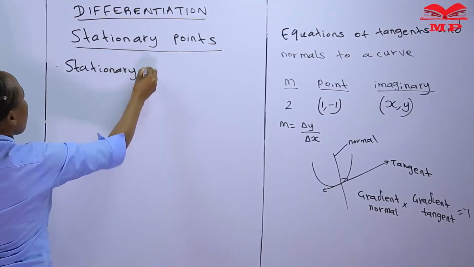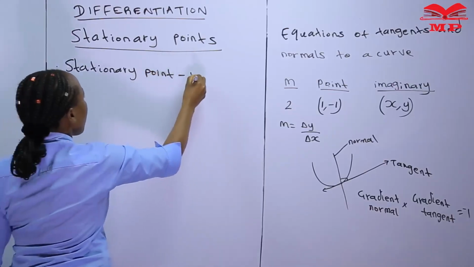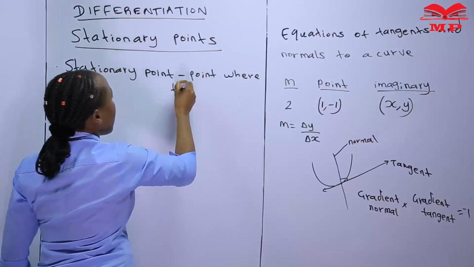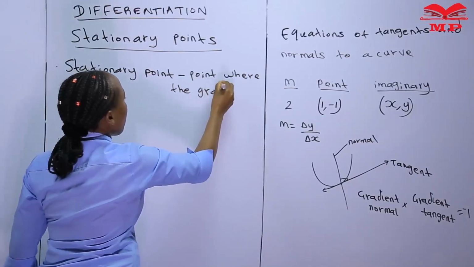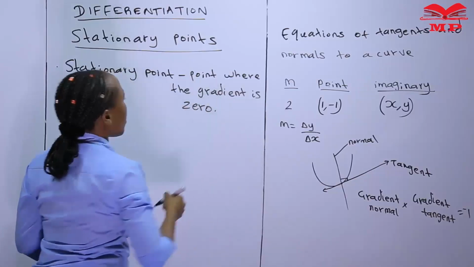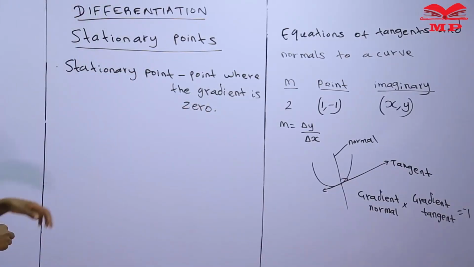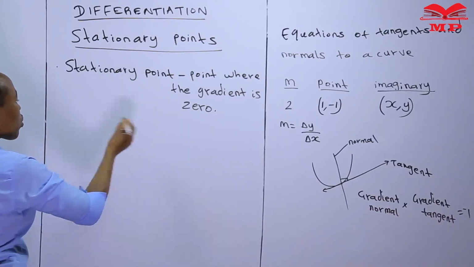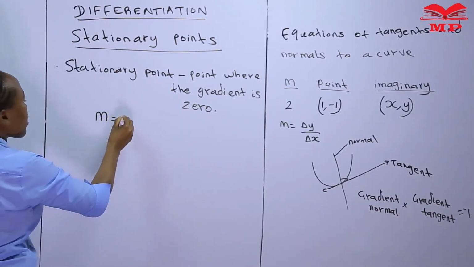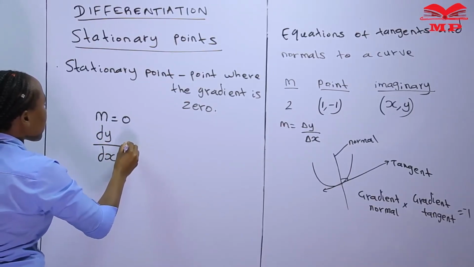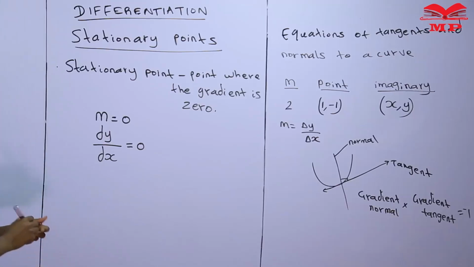A stationary point refers to a point where the gradient is 0. The point where the gradient is 0 is what we refer to as a stationary point. That is, when we are talking of the gradient, simply m is equal to 0, or simply dy over dx is equal to 0. That is what we refer to as a stationary point.